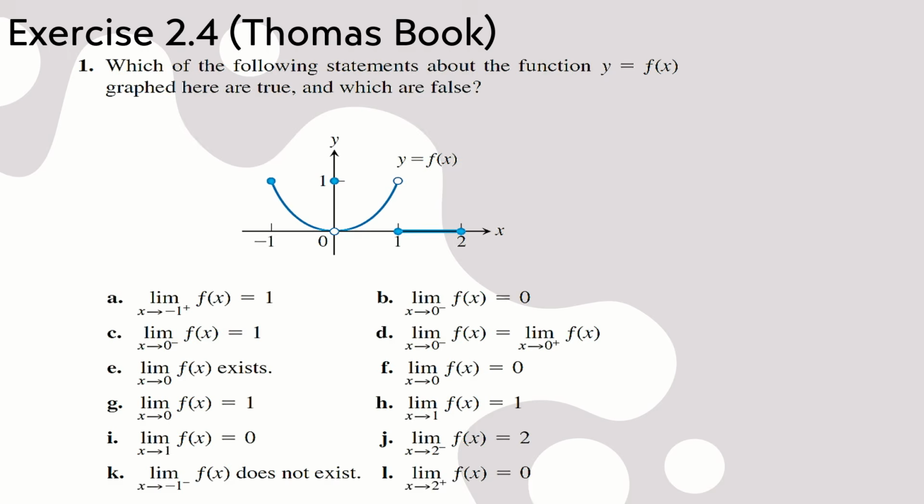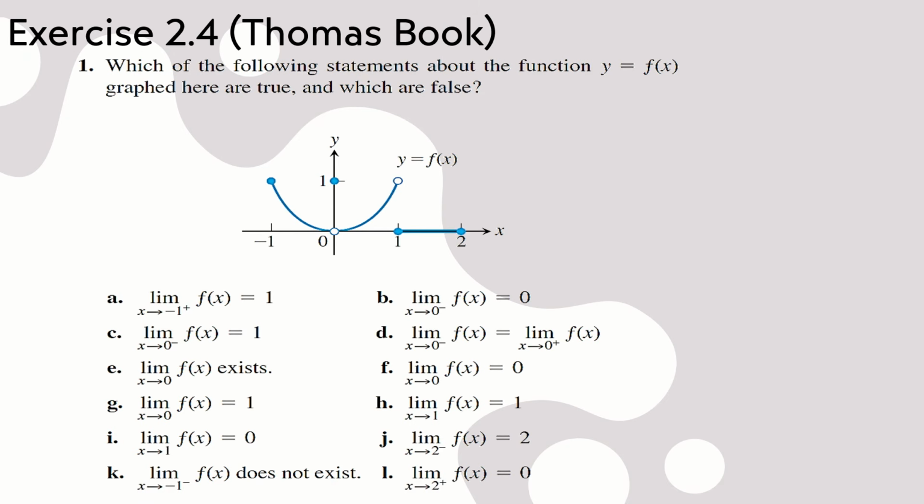Okay, so let me do some questions from Thomas book. That's exercise 2.4, जिसमें मोस्टली हम बात कर रहे हैं वही लेफ्ट हैंड लिमिट और राइट हैंड लिमिट से रिलेटेड, या लिमिट के एग्जिस्टेंस के बारे में हम बात कर रहे हैं उस केस में.